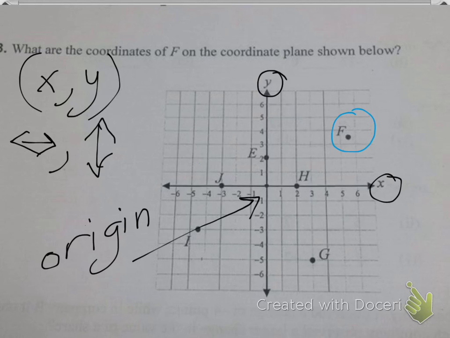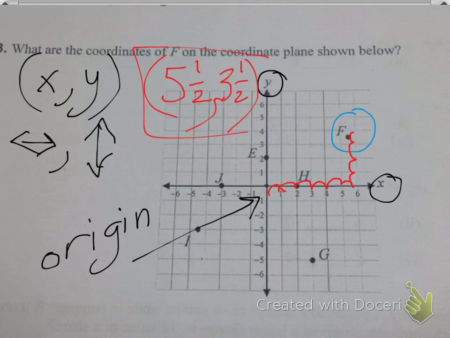We're going to start at the origin, and we're going to go over here. We'd have to go over 1, 2, 3, 4, 5.5. So we have to go 5.5 over. So our first would be 5 1/2. That would be our X coordinate. And then we would have to go up 1, 2, 3.5. So 3 1/2. So 5.5, 3.5 is going to be our answer. So that's one way that we can go through and find the coordinates.